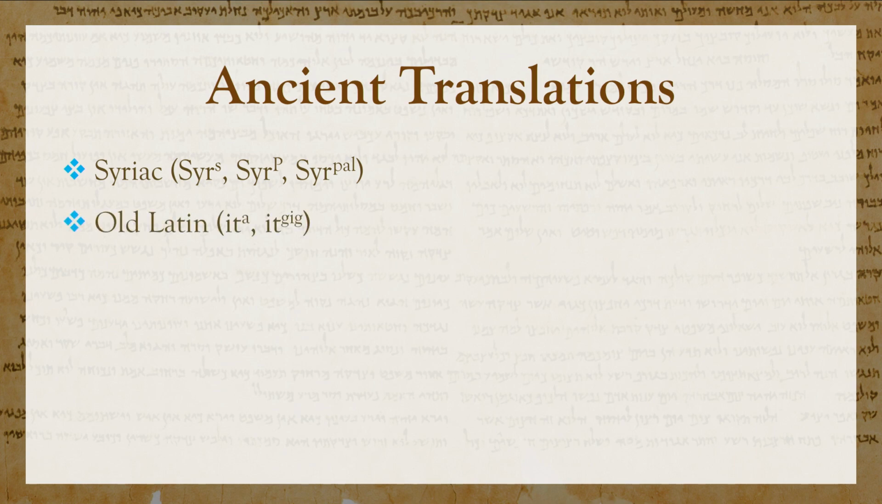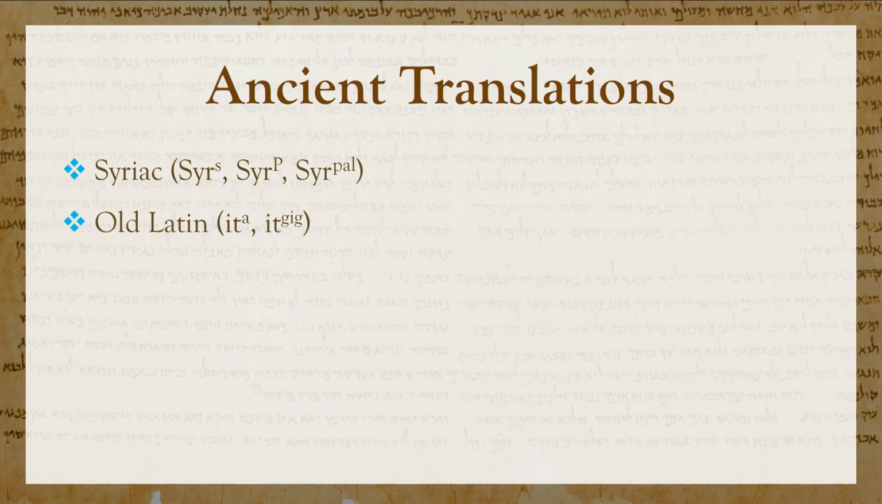Then we have the Old Latin. We've got about 38 copies of Old Latin according to D.C. Parker, and these are abbreviated with the letters it. It'll be it and then a superscript. Like a, for example, refers to Vercellensis, which is probably the oldest European manuscript, 4th century of the Old Latin.